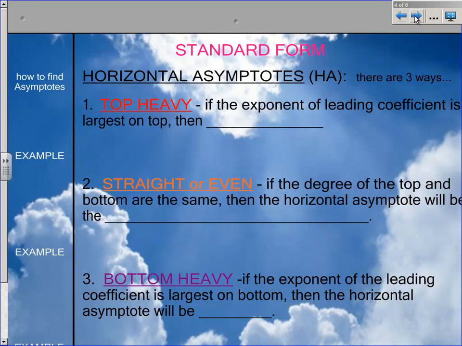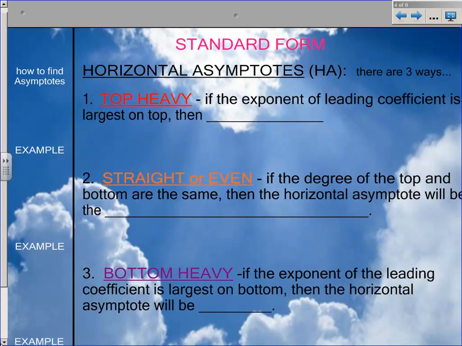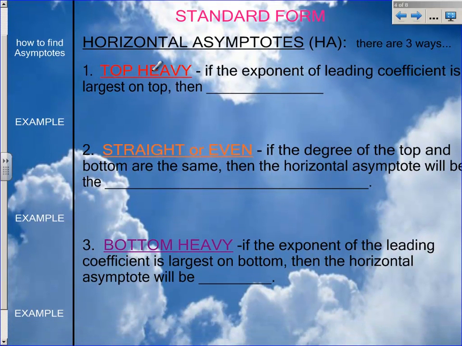Okay, now, for horizontal asymptotes, there are three different things to look at. Since we're looking at fractions, you need to look at the degrees. Is the fraction top heavy? If the exponent of the leading coefficient is largest on top, then let's take a look at an example of what I mean by this.